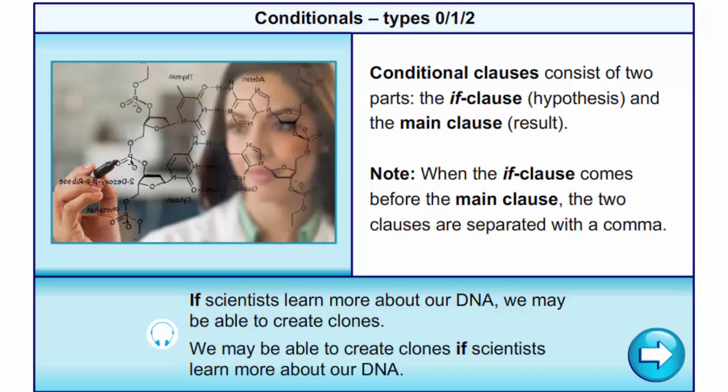Conditional clauses consist of two parts: the if clause, hypothesis, and the main clause, result. When the if clause comes before the main clause, the two clauses are separated with a comma. If scientists learn more about our DNA, we may be able to create clones. We may be able to create clones if scientists learn more about our DNA.